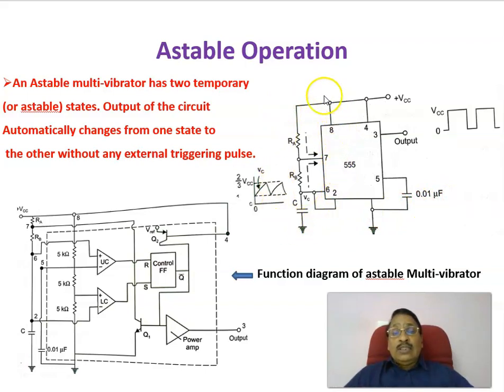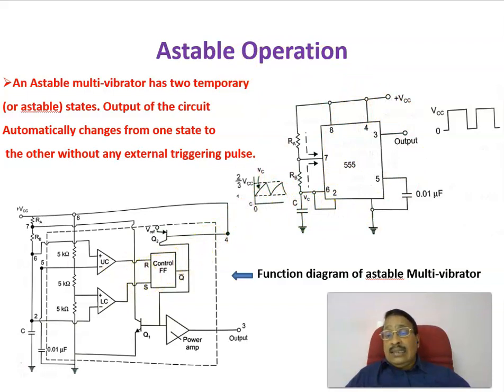Between VCC and pin number 7, the discharge pin, we are connecting a resistance RA, and another resistance RB is connected between pin 7 and pin 6, the threshold pin, and a capacitor is connected here. This is the method of connecting. Pin number 1 is grounded, and pins number 2 and 6 are shorted. So this is the circuit diagram of an astable operation. I will be explaining the working in the next slide.